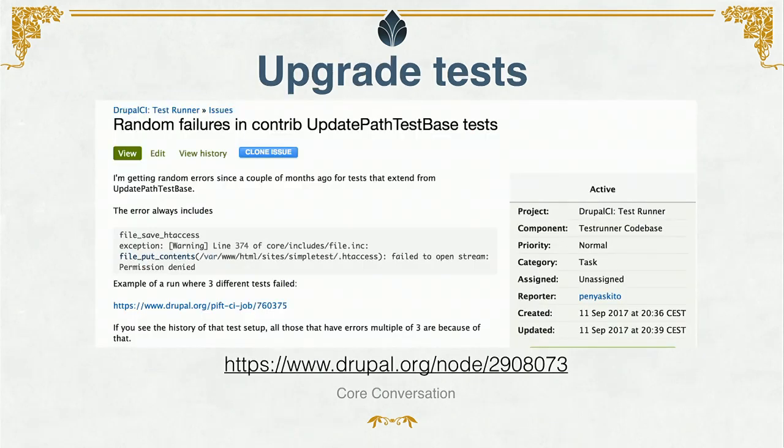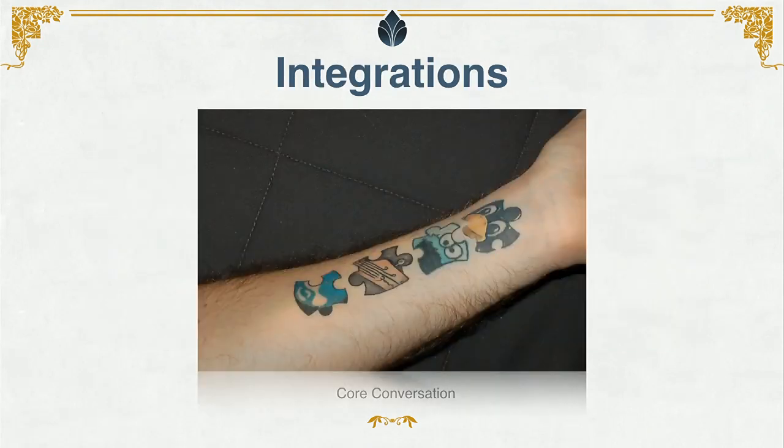Another issue we had is with upgrade tests. In our case, we have a lot of tests, and this gives us some random failures with the test bots. This will come later.